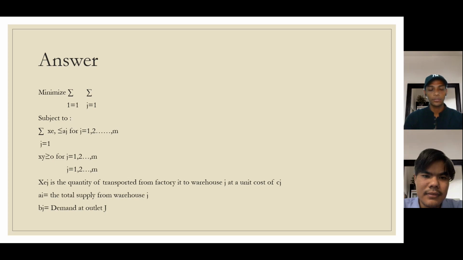Okay, for the answer, minimize the sum over i equals 1 and j equals 1. For the subject, the sum of x_ij is less than or equal to a_i for i equals 1 to m. And x_ij is the quantity transported from factory i to warehouse j at a unit cost of c_ij. a_i is the total supply from factory i, b_j is the demand at outlet j. I will pass to the next presenter.